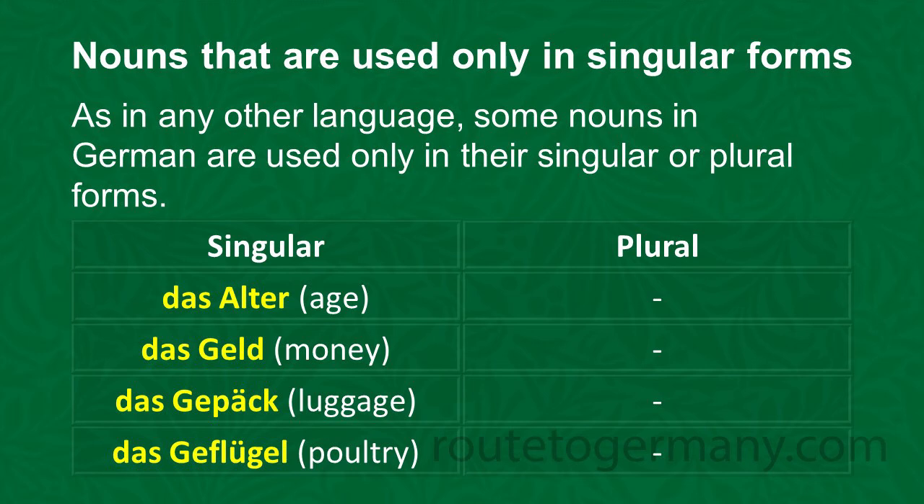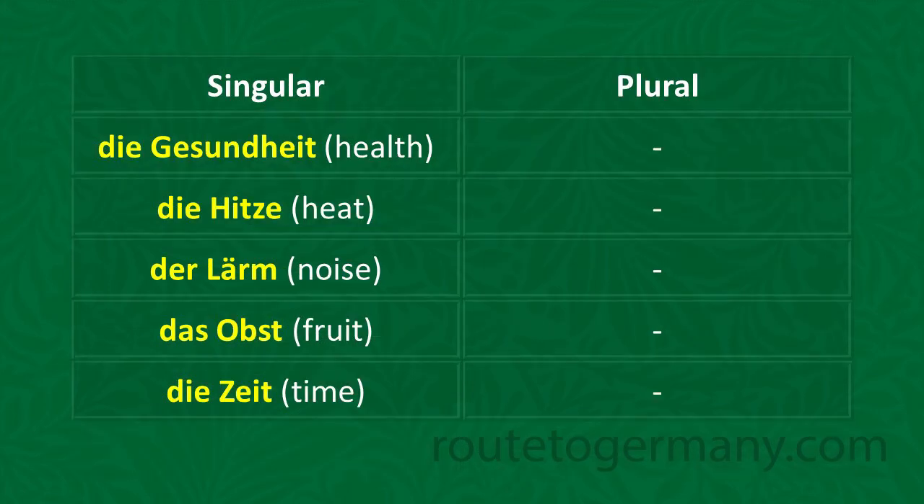As in any other language, some German nouns are used only in their singular or plural forms. Some examples of nouns which have only singular forms are das Alter, das Geld, das Gepäck, das Geflügel, die Gesundheit, die Hitze, der Lärm, das Obst, die Zeit.